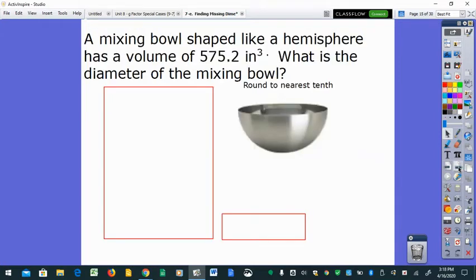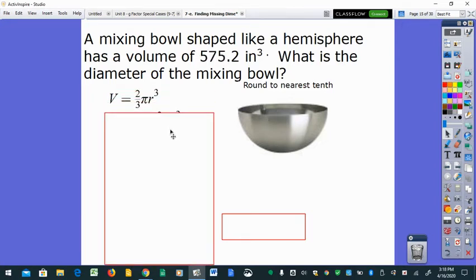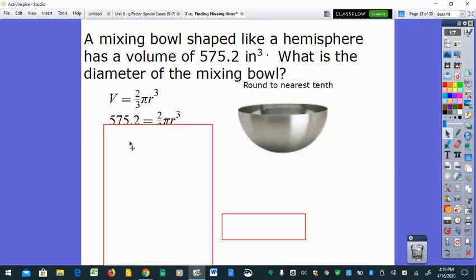Okay, the last one before I give you a challenge problem at the end is what if it was a hemisphere? So this time it's half the sphere, and here's the volume of half that sphere. So I'm going to get my formula, and instead of doing 4/3, do 2/3, and that is your hemisphere formula. So the 575.2 is going to take the V spot.